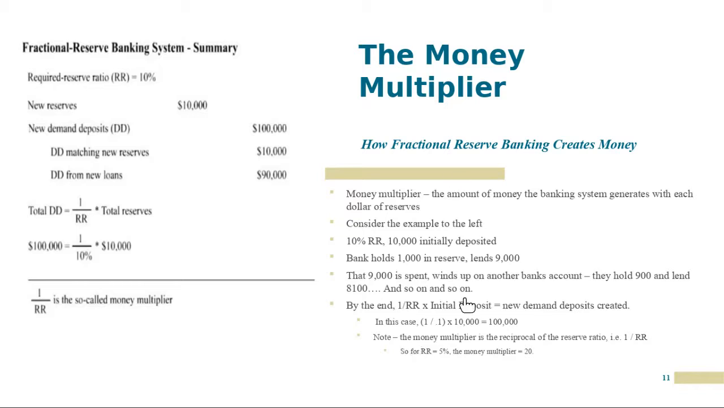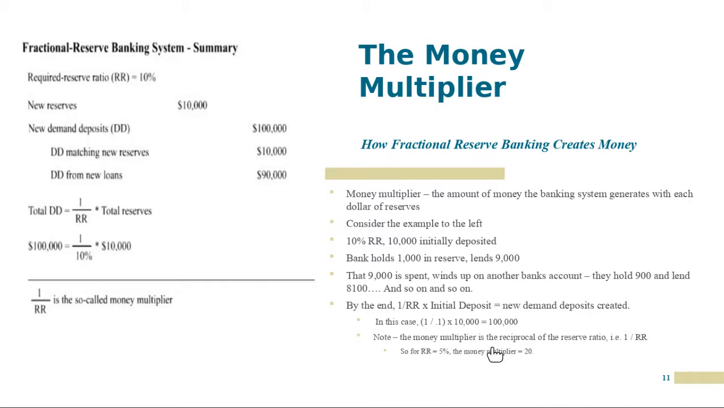In our case, let's zoom in. Because we deposit $10,000 and we have a reserve ratio of 10%, we would do 1 over 0.1 times $10,000, which is $100,000. So what this equation tells us is the money multiplier. It tells us how much we're multiplying the currency. This 1 over 0.1 is the money multiplier.